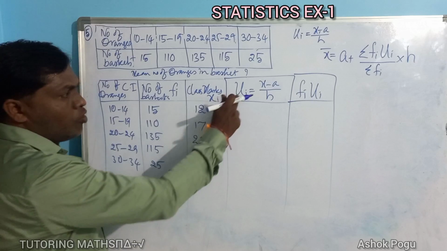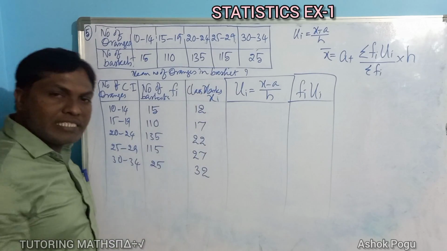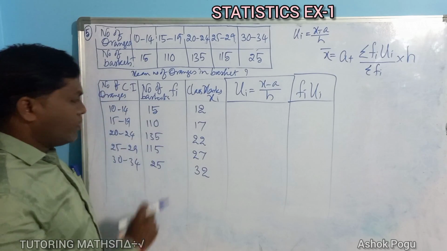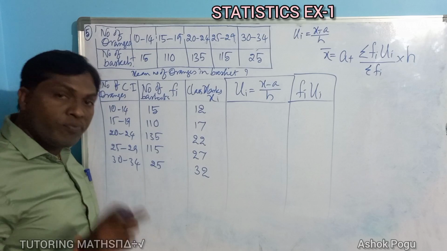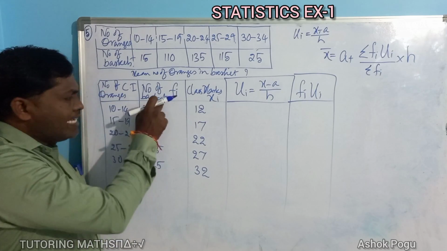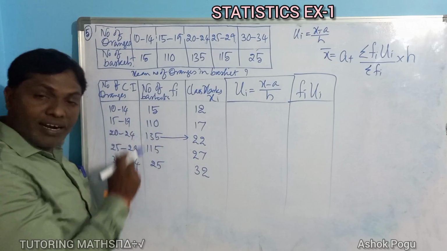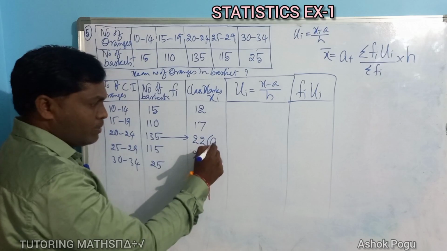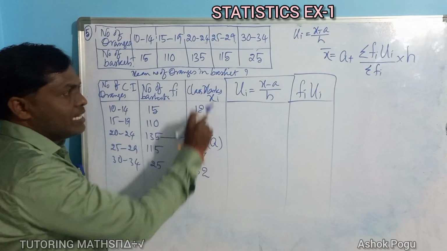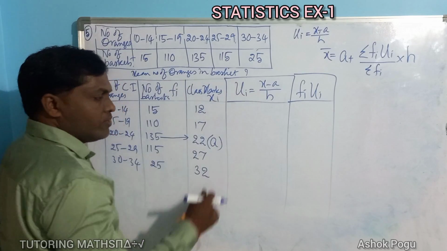That's it. Now you have to assume one of the class marks as small a, that is nothing but the assumed mean small a. Which value has to be assumed? Already I told you, just recall that knowledge. The highest observation. Here the highest frequency is 135. So that class mark should be taken as small a. Yes, you know that formula.